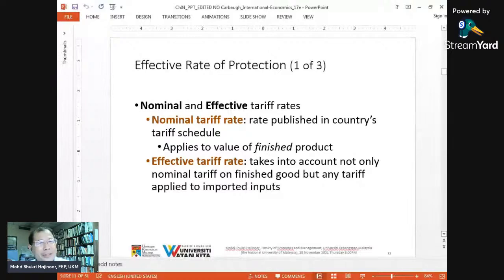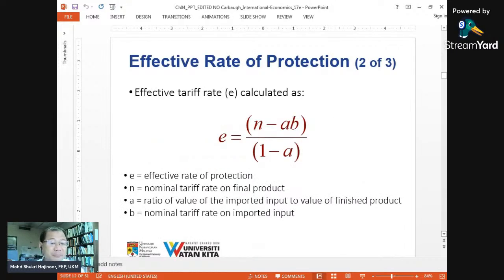Now, the more important part for us to understand is the effective rate of protection. Whether the protection given by the nominal, say, 30%, is it really 30%? If you calculate, maybe not 30%, maybe only 20%. Nominal versus effective tariff rates. The nominal rate published in the tariff schedule applies to finished products. The effective tariff rate takes into account not only the nominal rate on finished goods, but any tariff applied to imported inputs as well. So this is the formula.